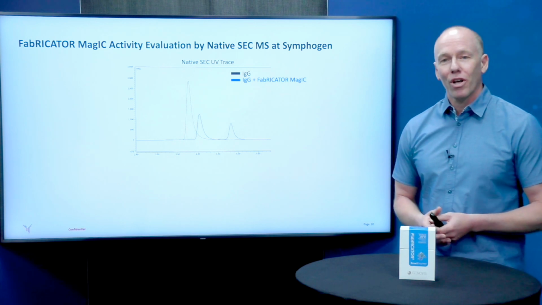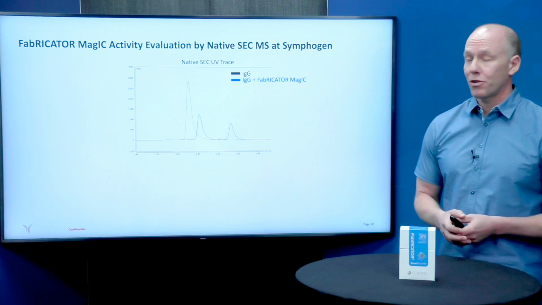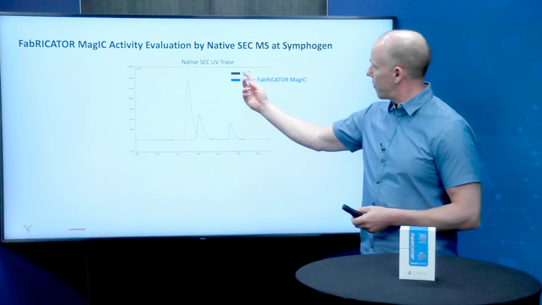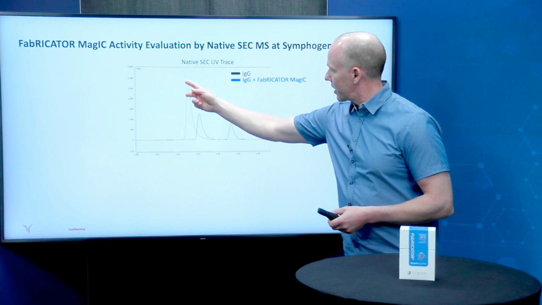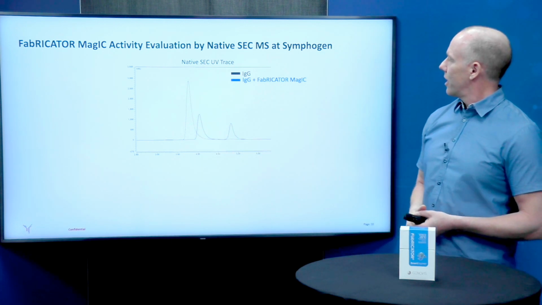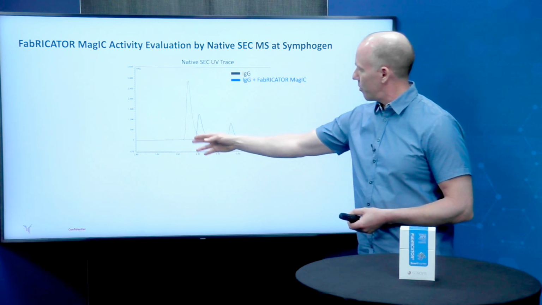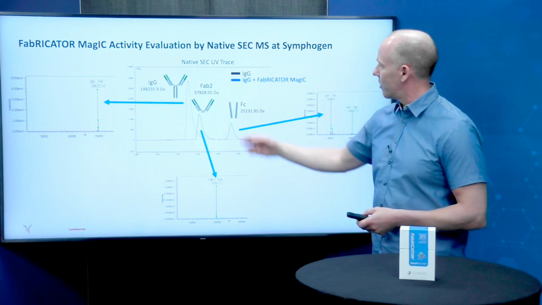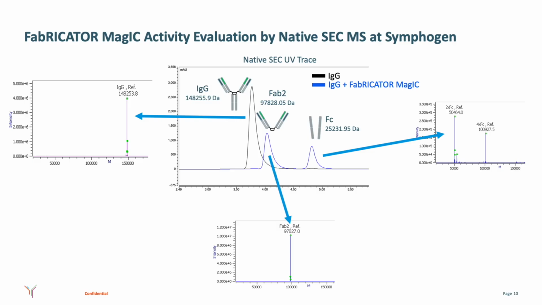So this is an example of a SEC UV trace, and here you can clearly see that without the FabRICATOR, we get a distinct monomeric peak that you typically see in a size exclusion separation. And when you add the FabRICATOR, we get a beautiful separation into two peaks, and those are the Fab and the Fc part of your antibody. And of course, because we have a mass spectrometer hooked up, we can confirm everything by mass spectrometry readouts.